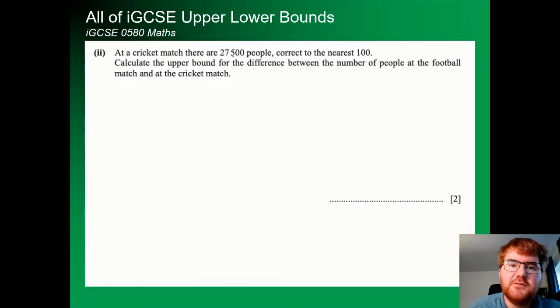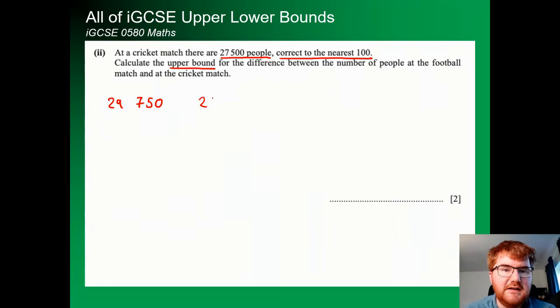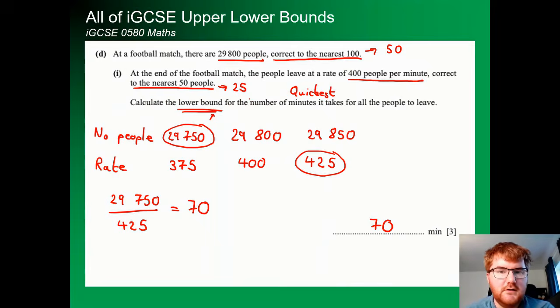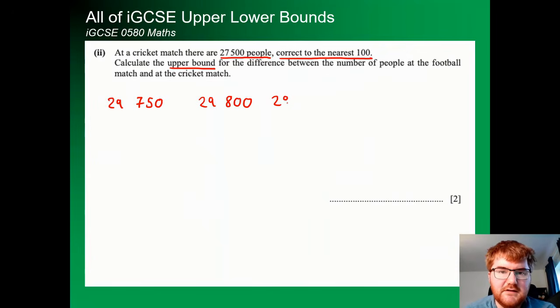So we've got a cricket match, 27,500 people, correct to the nearest 100, and we want the upper bound for the difference between the number of people at football and at cricket. So we're going to copy over the information from before. So we've got 29,750, 29,800, 29,850. So this is going to be football. And now we want cricket, so we do it in the same way.